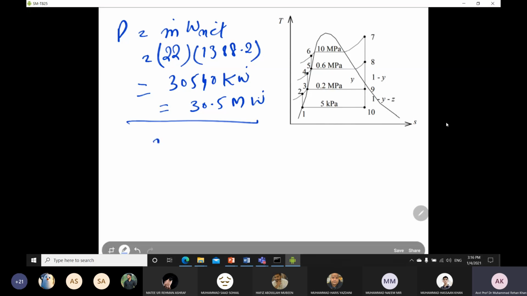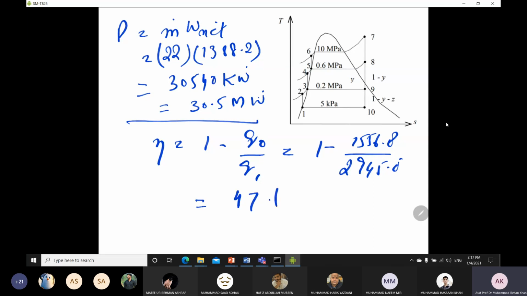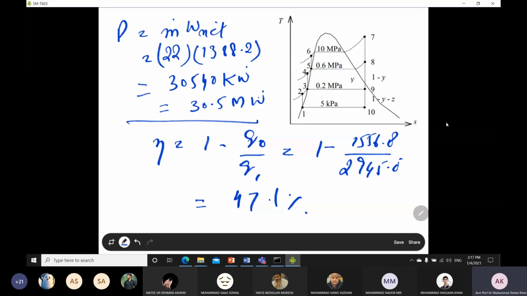So this is the first part which you have to find, and now the second part is you have to find the thermal efficiency. So again, thermal efficiency is 1 minus Q out over Q in. So 1 minus 1556.8, and in the denominator it will be 2945.0. That turns out to be 47.1%. So this is the solution for your regenerative Rankine cycle with 2 open feed water heaters.